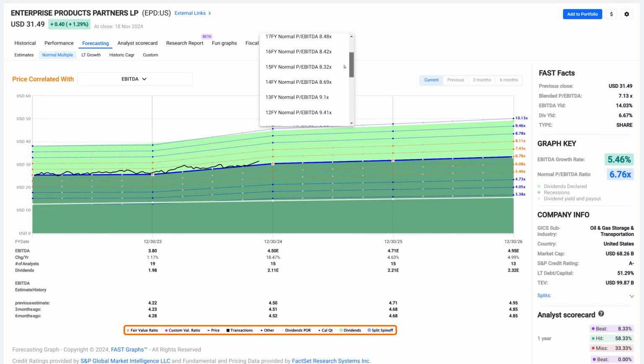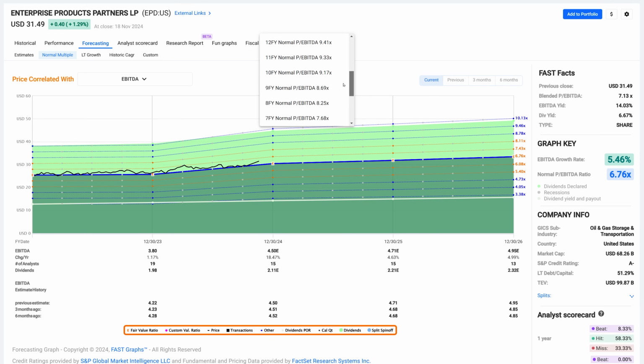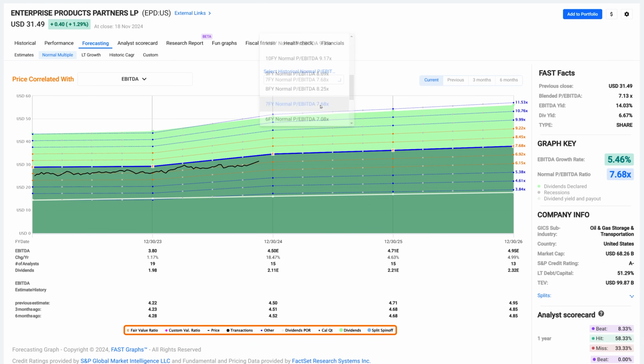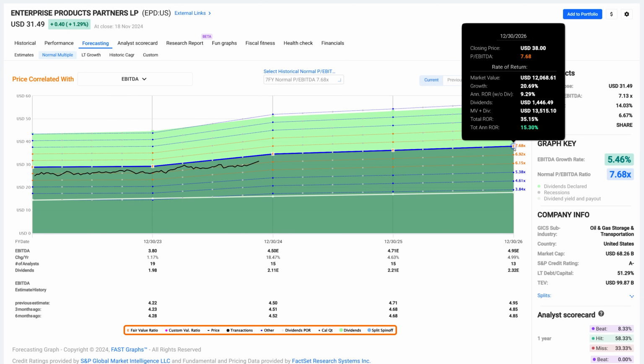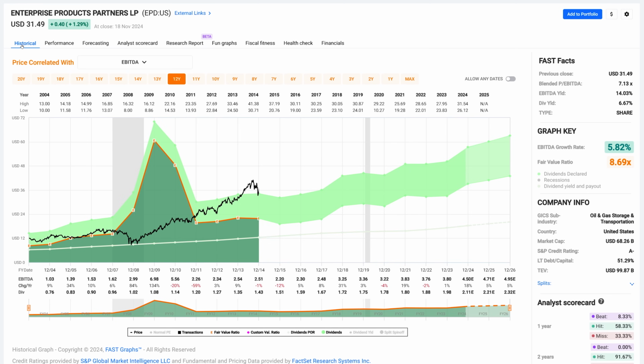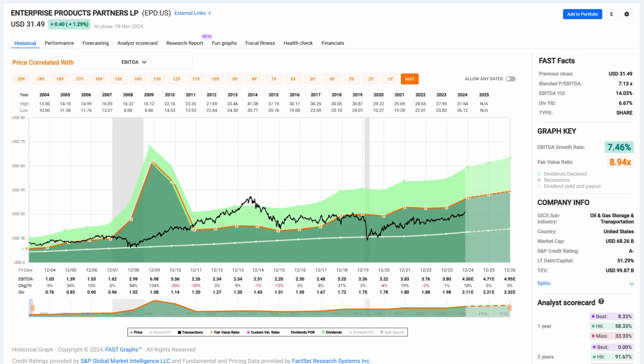And some were around 7 or 8 times earnings. On the high side, I get over 9 times EBITDA. I said earnings, I meant EBITDA. So 7 times EBITDA or 6.76 times EBITDA might be a reasonable number here to pick. I can pick one a little higher at 7.68 and run my calculation. I get a double-digit rate of return. So I think the investment potential of Enterprise Products is pretty attractive at this point.